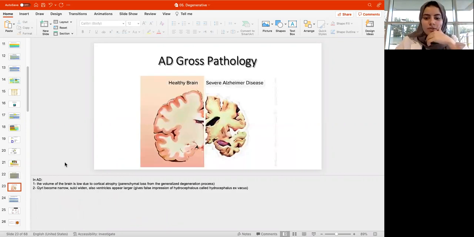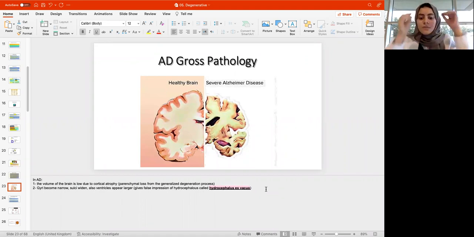And this is what we just mentioned. When the ventricles dilate, it gives a false impression of hydrocephalus. This is called hydrocephalus ex vacuo. I don't know how they say it, but if you see it in the exam, remember that it's due to AD, okay?